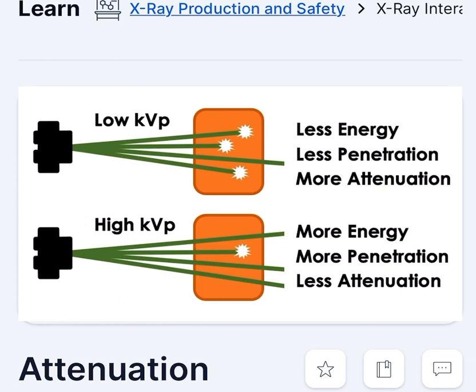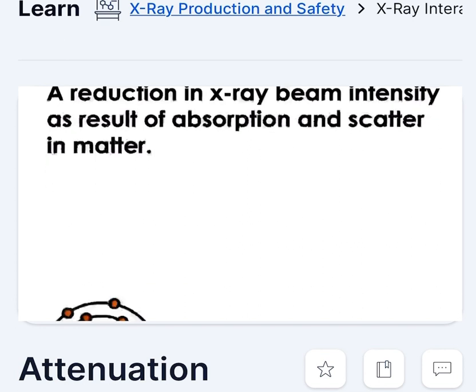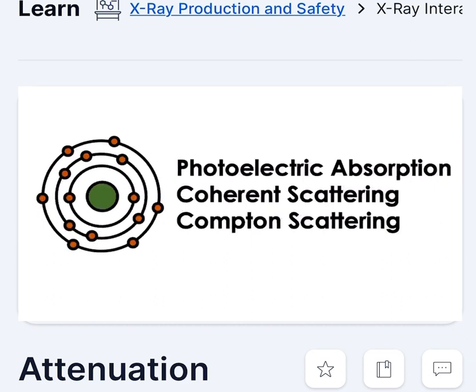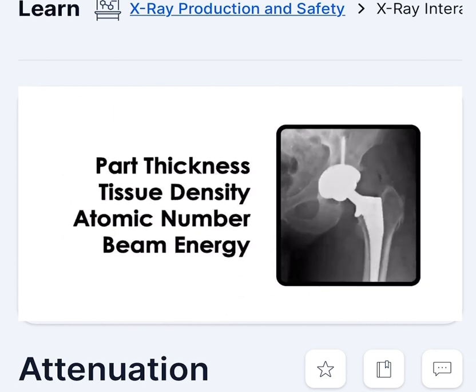In summary, understand that attenuation is defined as a reduction in X-ray beam intensity as a result of absorption and scatter in matter. X-ray beam attenuation is the result of some specific interactions, especially photoelectric absorption, but also coherent scattering and Compton scattering. The amount of attenuation taking place is affected by these variables: part thickness, tissue density, atomic number, and beam energy.